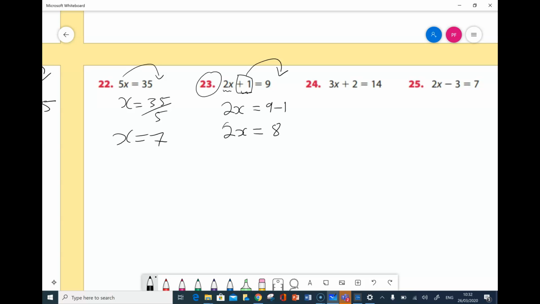Now, we have a 2 that's multiplying the x. So when that 2 comes over, it will change its job from multiplying to dividing. 8 divided by 2, x is equal to 4.